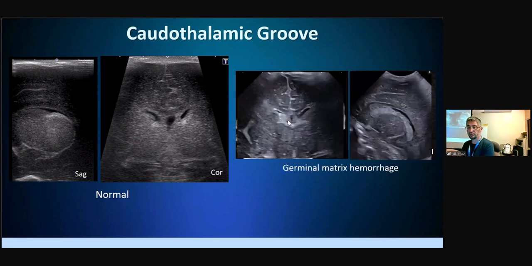But when there is hemorrhage, it is more prominent, more extensive into the lateral ventricle. It can be unilateral or bilateral. So here on the right side, it is larger compared to left. And on the sagittal, we can see it more extensive anteriorly. So this is a germinal matrix hemorrhage, grade 1 on the right side.